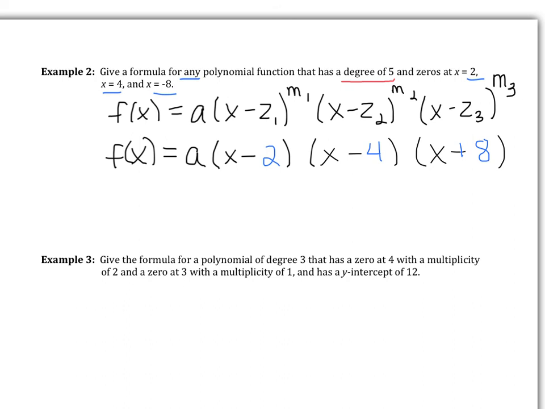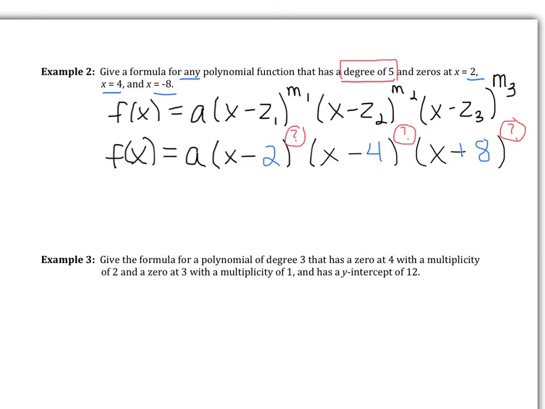And that's going to come from the fact that this has to be a degree 5 polynomial. Right now, if there's nothing in the exponent, it's assumed to be a 1. So right now, this is a polynomial of degree 3. We need to bump it up a little bit. We need to make it degree 5.